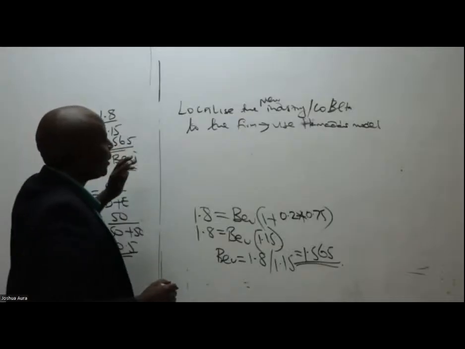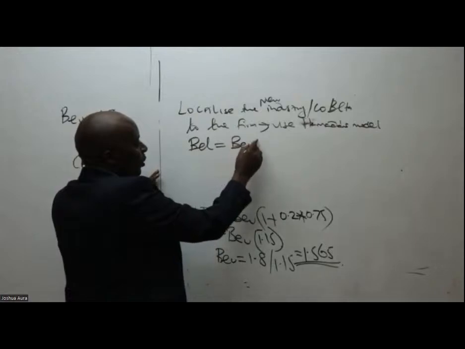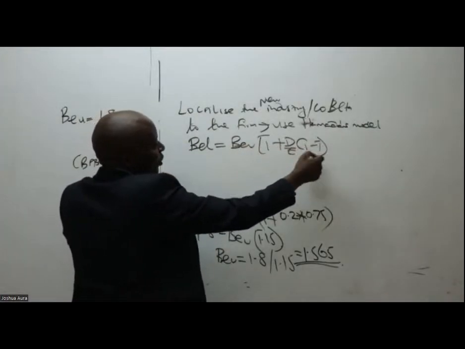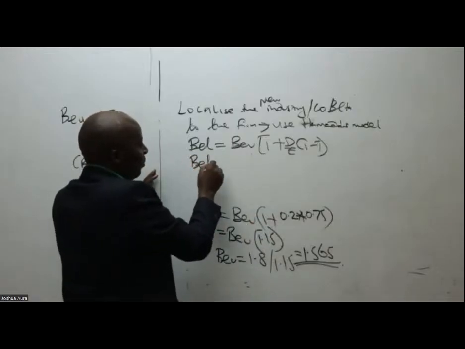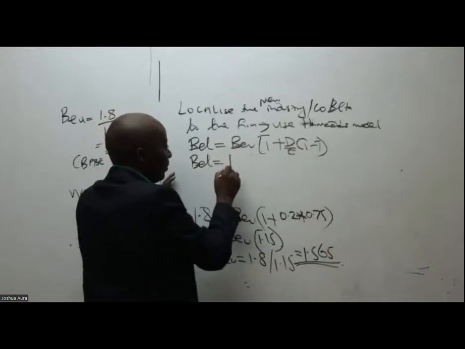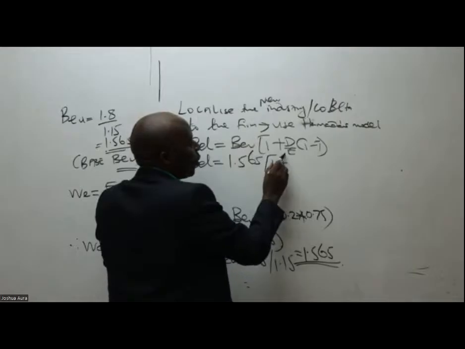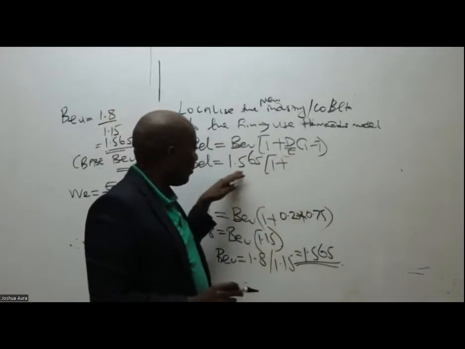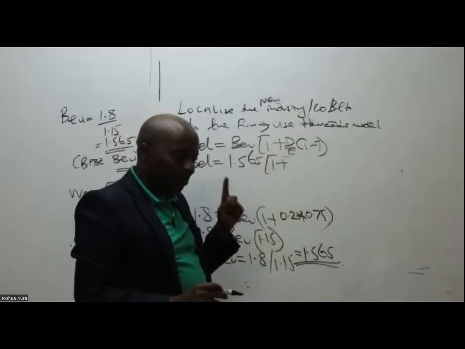So if that is the case, ladies and gentlemen, what do I have? Again, I'll go back there. BEL equals Beu into 1 plus debt over equity into 1 minus tax. So my BEL here will be equal to Beu that you guys have just given me of 1.565 into 1 plus the debt to equity ratio of the company. I'm localizing this to the company, so I have to use the debt to equity ratio of the company.